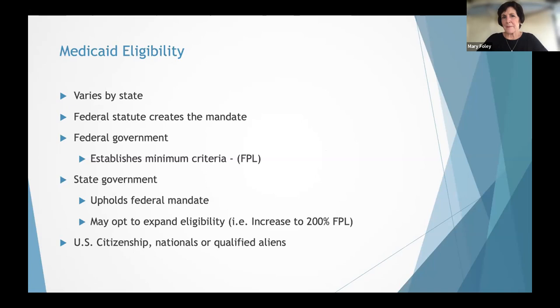Now let's talk a little bit about Medicaid eligibility. We said already that the federal government determines the baseline eligibility. It's income, but this varies by state. The federal statute creates it and that changes, but it's established by a minimum criteria based on whatever the federal poverty level is. Federal poverty levels are adjusted annually, and so eligibility is adjusted annually, as you can see. The state government must uphold the federal mandate, but they can opt to expand it, as we said. And we've seen that also.